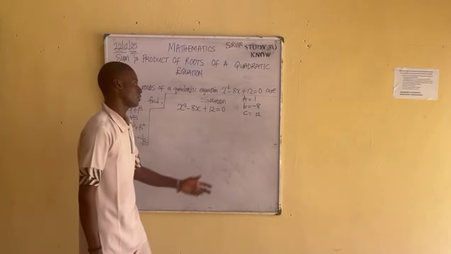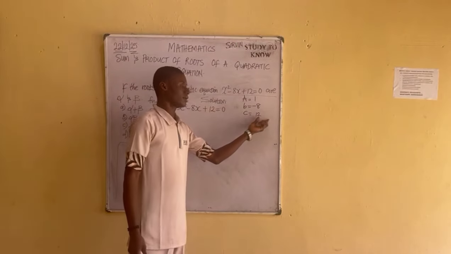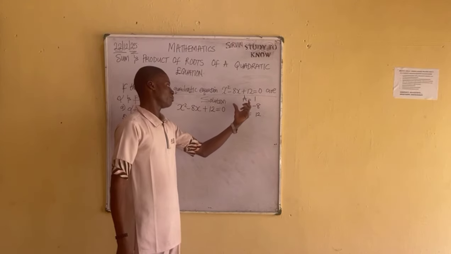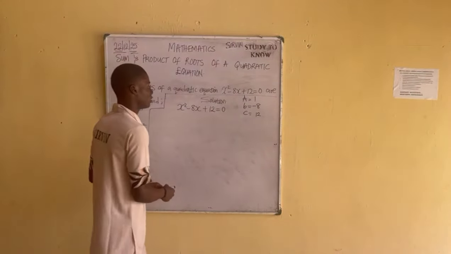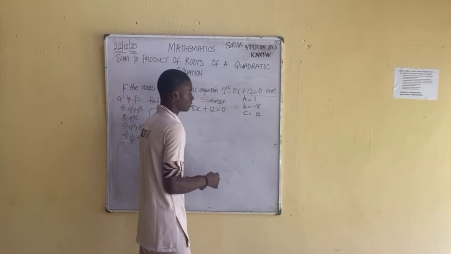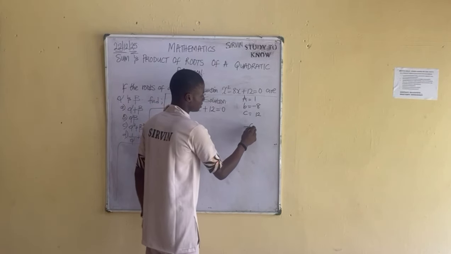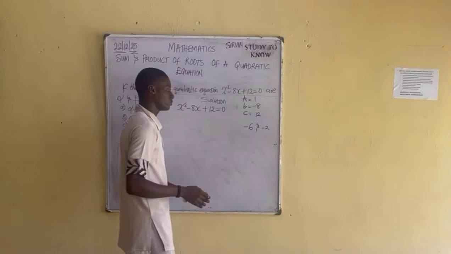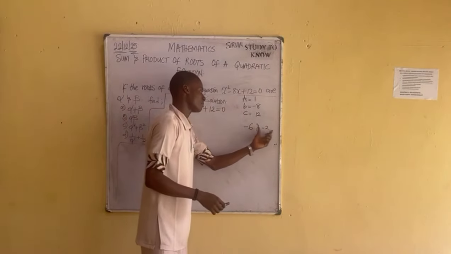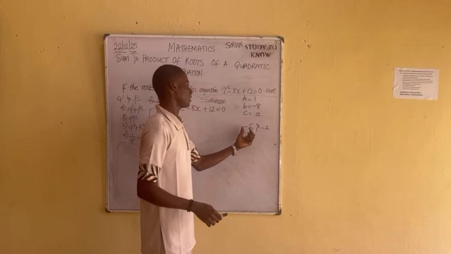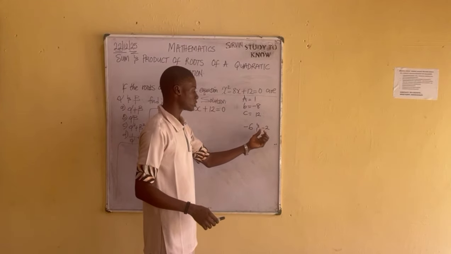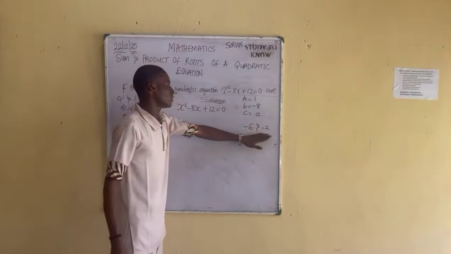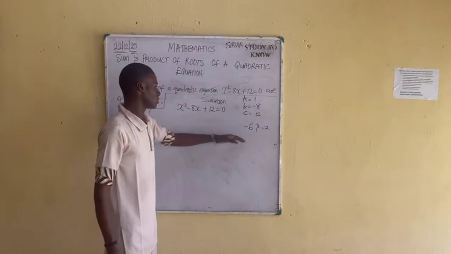If you multiply, you get your c. And if you add, you get your b. Right? So now, what are the two numbers? The two numbers are minus 6 and minus 2. How do I know? If I multiply minus 6 and minus 2, I'll get 12. If I add minus 6 plus minus 2, I'll get minus 8.